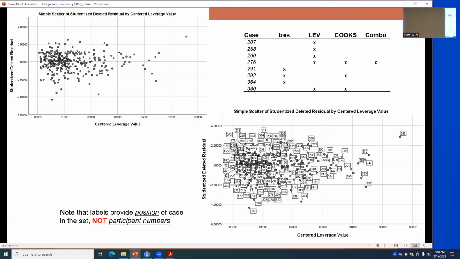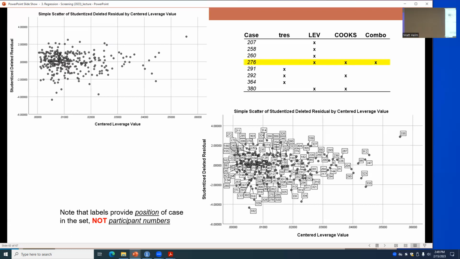Right. So what I did here is set up a little table in Excel to ask, okay, who are my frequent flyers? Who are the folks that just keep coming up again and again? Here I've got the case numbers that have come up. I've got my residuals, my leverages, my Cook's, and my combination plot.